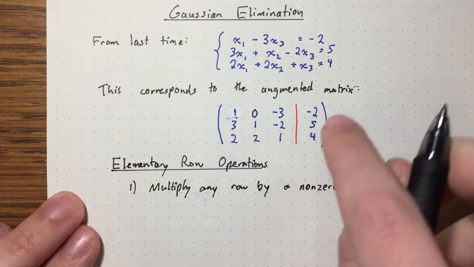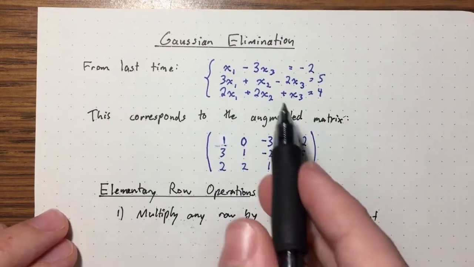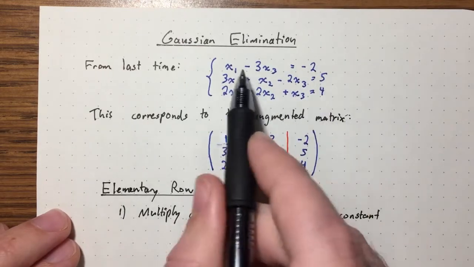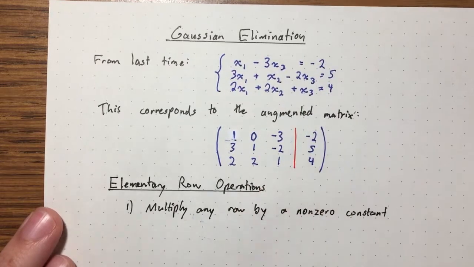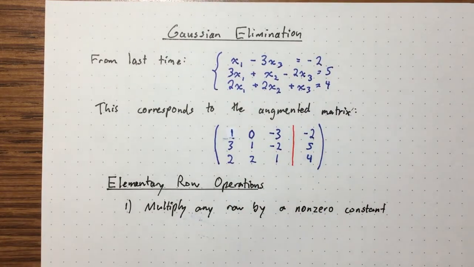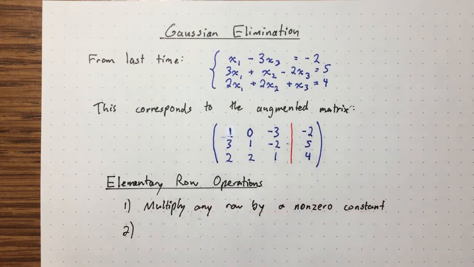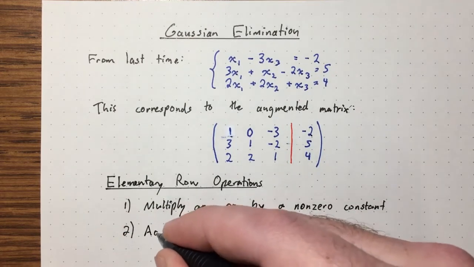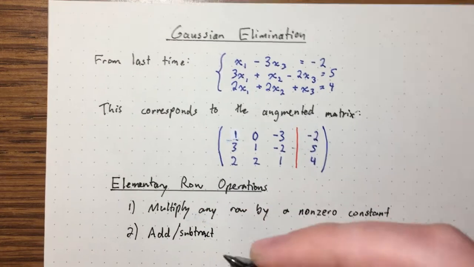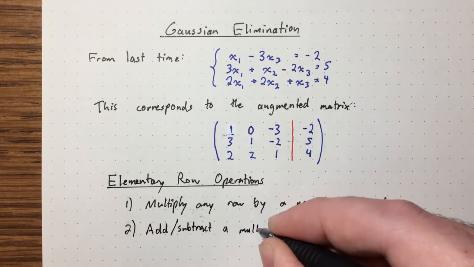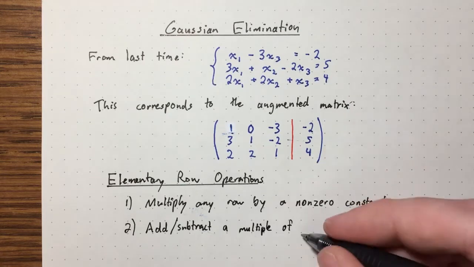Well, why am I worried about 0 so much? I don't want to change the solution to the system of equations. So if I multiply a row by 0, that sort of kills off all the information that that row is giving me. If I multiply by another number, I maintain the same solution to the system of equations. So I'm allowed to multiply any row by a non-zero constant. The second row operation, I can add or subtract a multiple of any row from any other row.